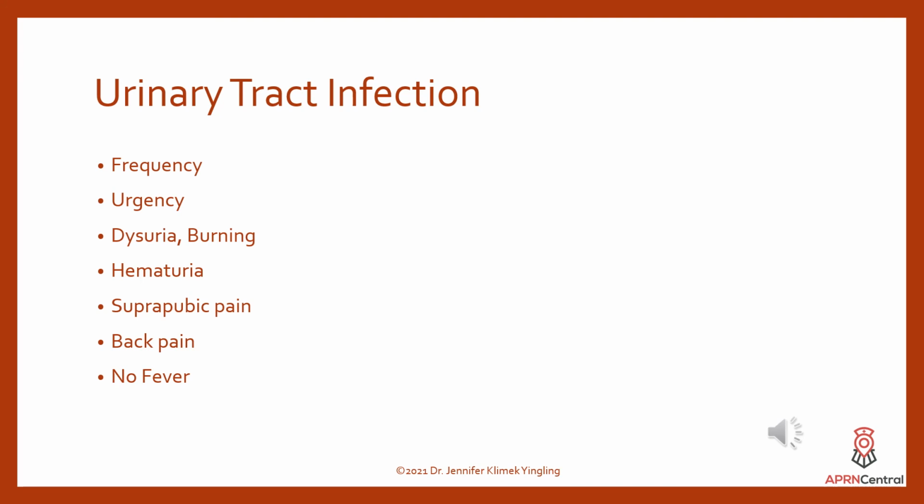The other thing, when you do your UA, if it comes up with bacteria, a large amount of epithelial cells, it may say multibacterial, contaminants are what you need to think about. You may want to get a new sample.